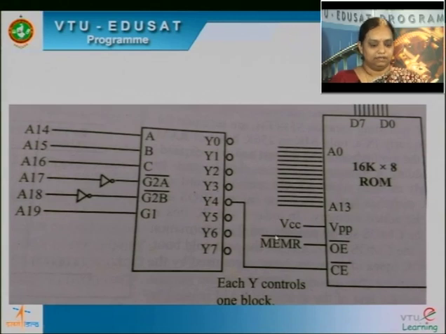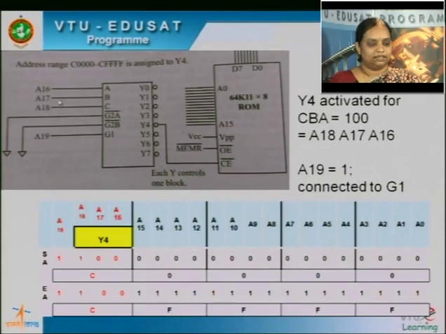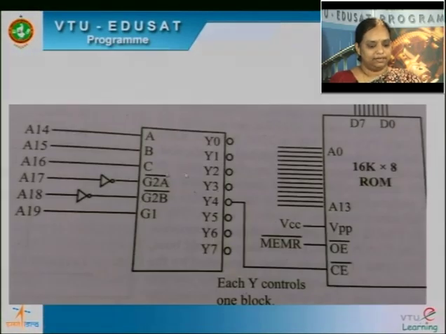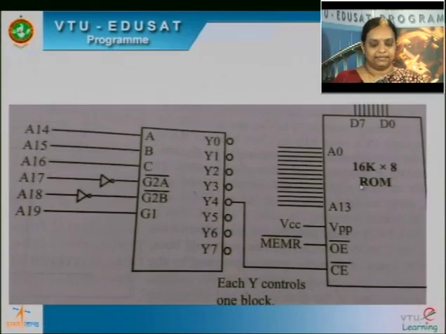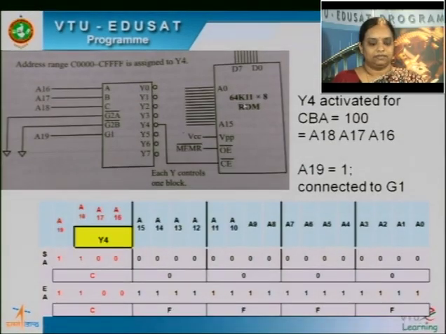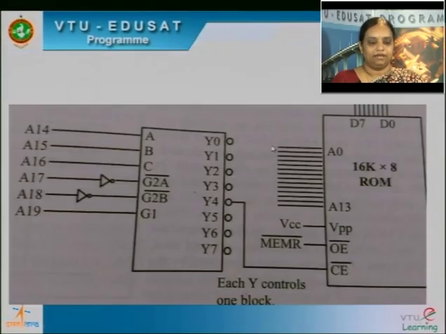This is one more example, the last example. Here basically you have a change: A16, A17, A18. Similarly here, instead of A16, A17, A18, you can see it is A14, A15, A16, because the 64K ROM is replaced by a 16K ROM. Once you replace it with a lower capacity, for 64K we needed A0 to A15, whereas for this 16K I need only A0 to A13, and the remaining address lines are A14 to A19.